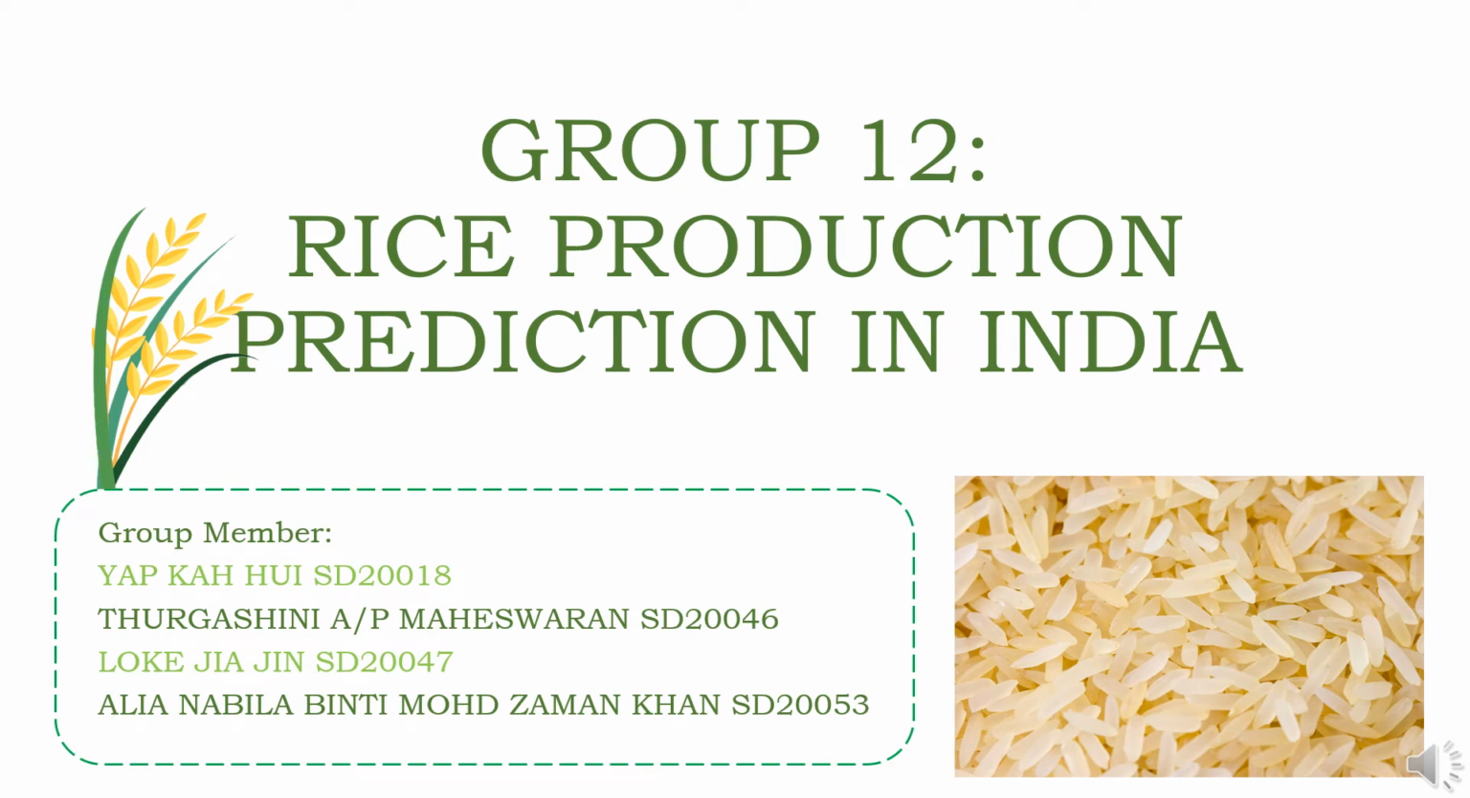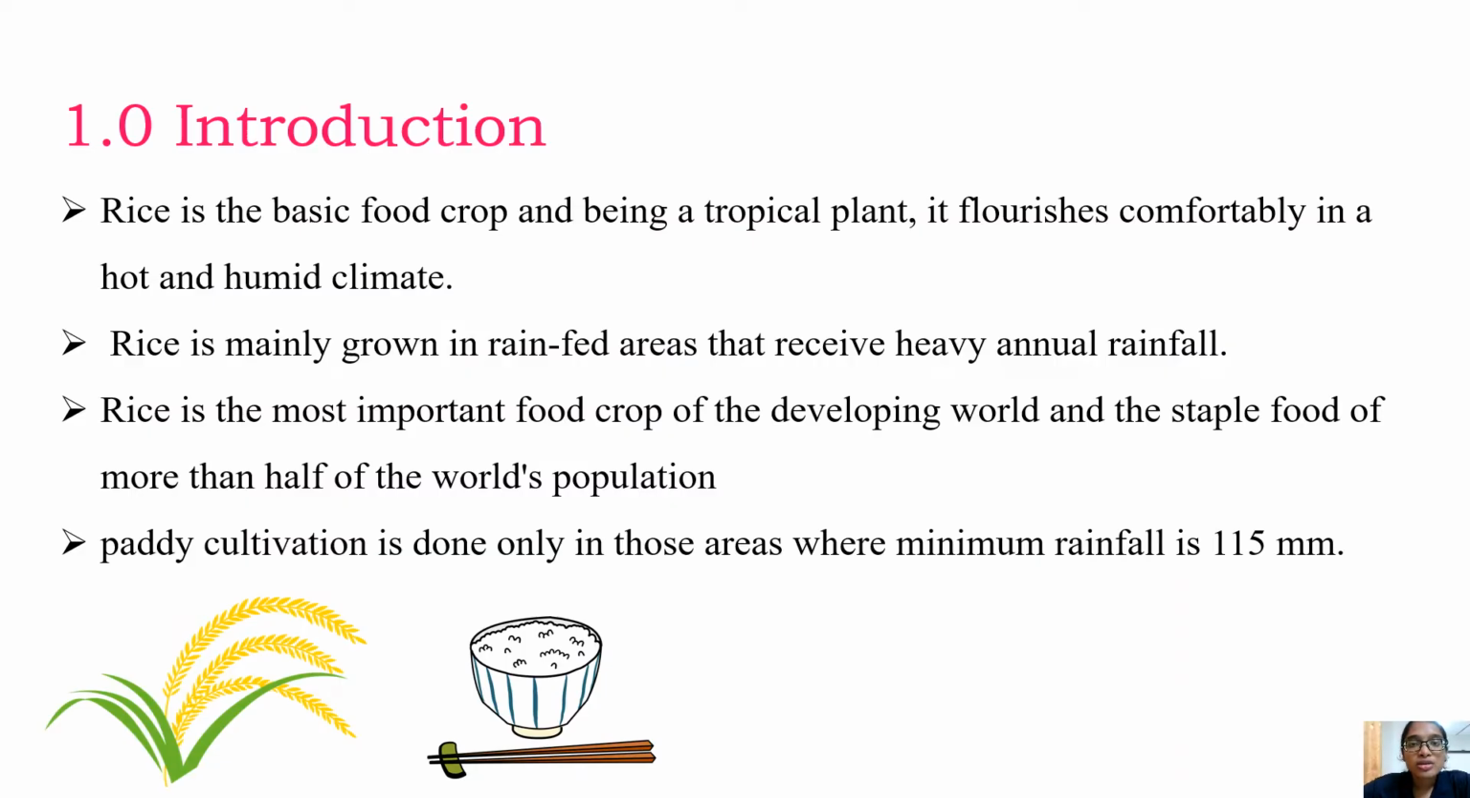We are from Group 12, presenting the title Rice Production Prediction in India. We all know that as a main source of nourishment for over half of the world's population, rice is by far one of the most important commercial food crops.